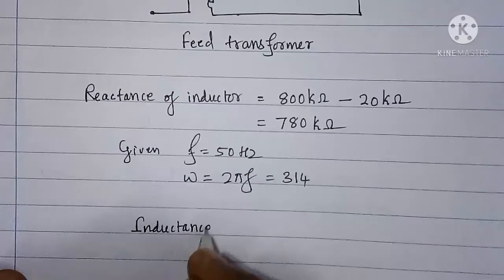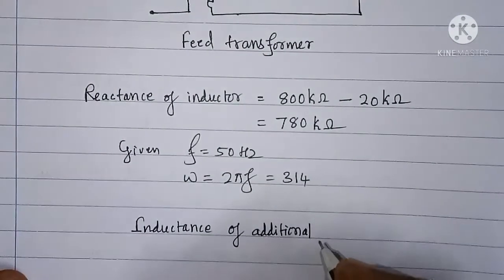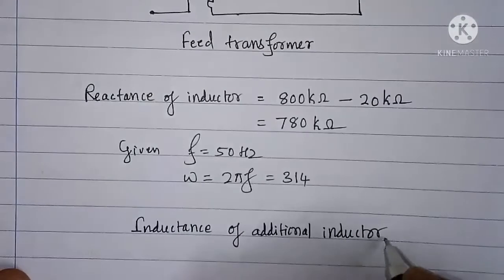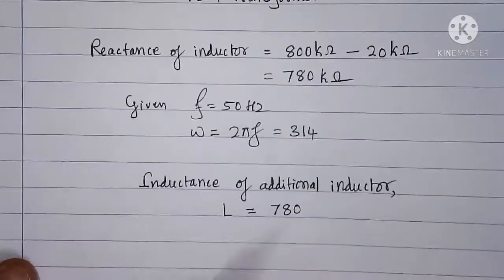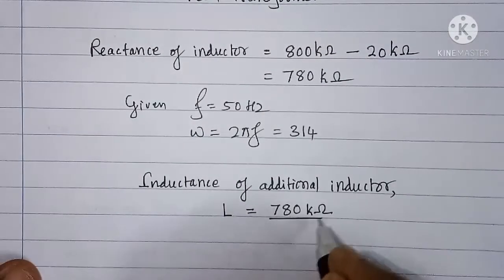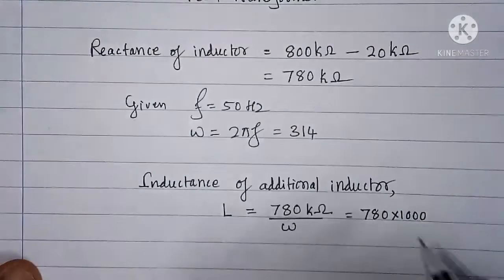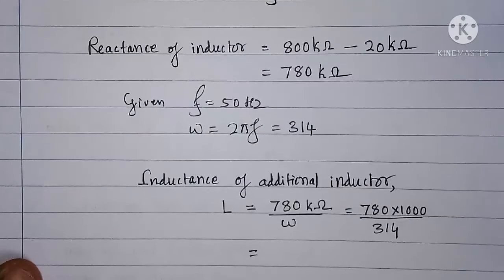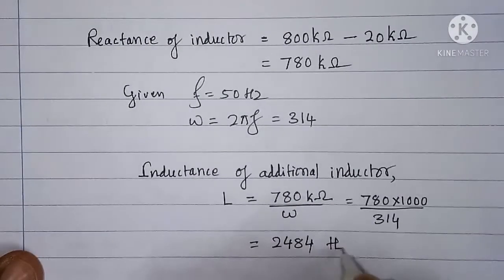Now inductance of additional inductor L is equal to 780 kilo ohm divided by omega, that is 780 into 1000 divided by 314, which becomes equal to 2484 Henry.